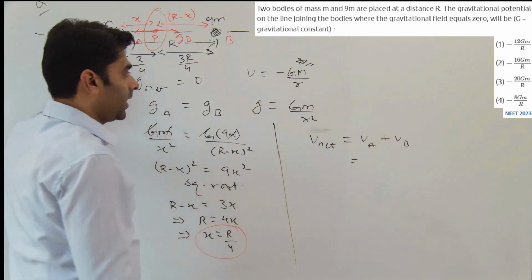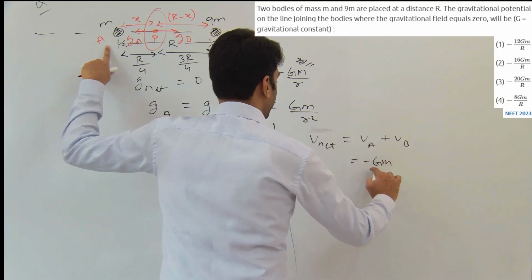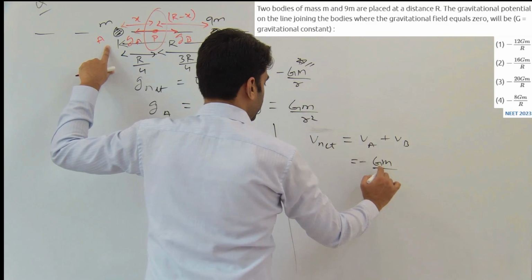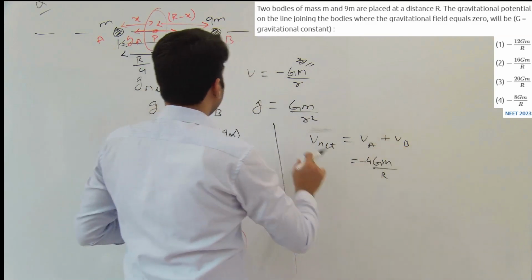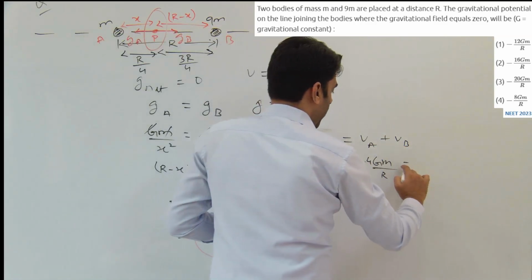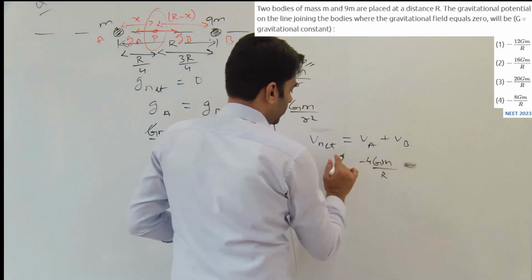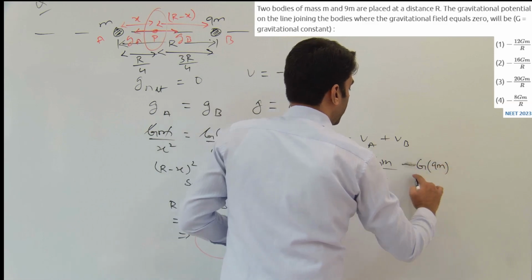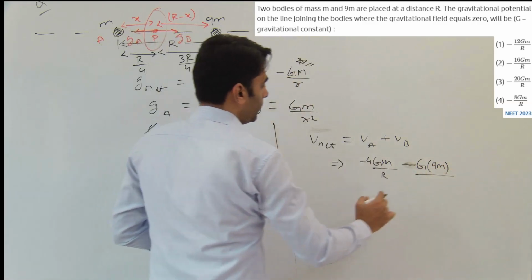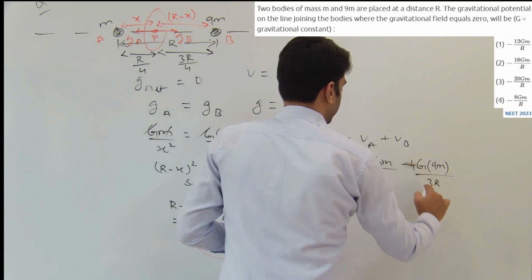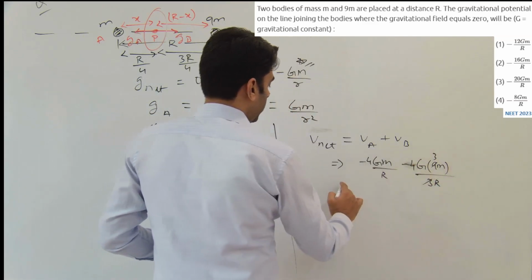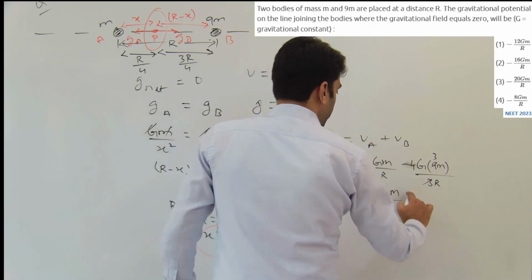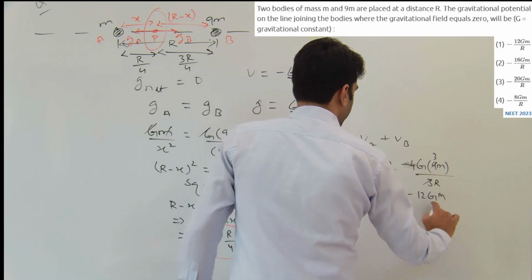Potential due to A, what can I write? Minus Gm by distance. The distance for this one we got as r by 4. If I put it here, r by 4. Due to B it will be minus of G 9m by distance, which is 3r by 4. 3 times this becomes 12. So we have minus 4 Gm by r minus 12 Gm by r.